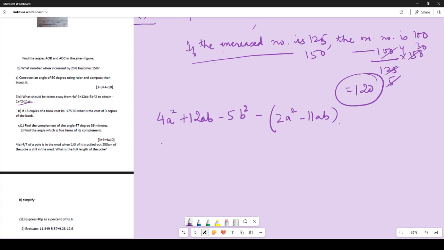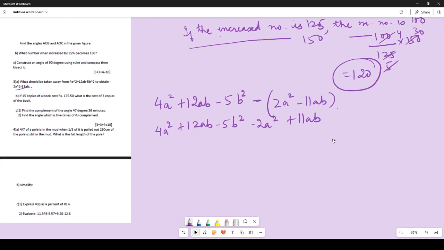Okay. Now let us open up the brackets, and what do we get over here? 12ab minus 5b square. It remains the same. Now remember, there is a minus sign outside the bracket, so all the signs inside the bracket will change. So this becomes minus 2a square. This becomes plus 11ab.